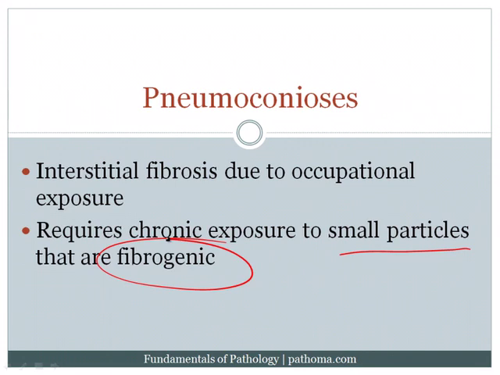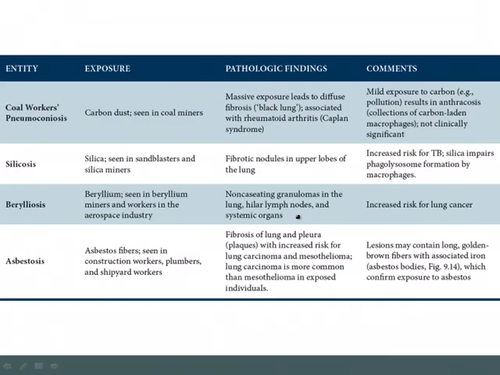Now, because this is going to be a severe chronic disease, there's going to need to be a chronic exposure. If you had a little bit of fibrosis induced in a little area of the lung, that wouldn't really create clinical symptoms. So chronic exposure of some sort of occupational element, which is a small particle, which will then induce fibrosis, which is going to be mediated by the macrophages. Those are the pneumoconioses. Now here are a few high-yield ones, and I put them in a table.